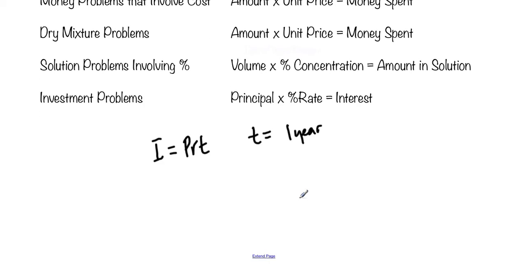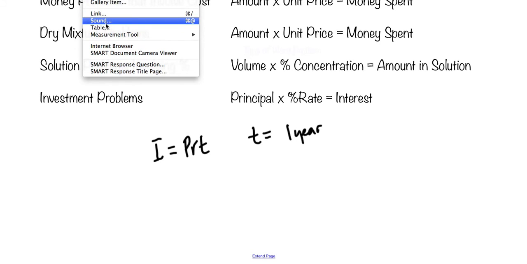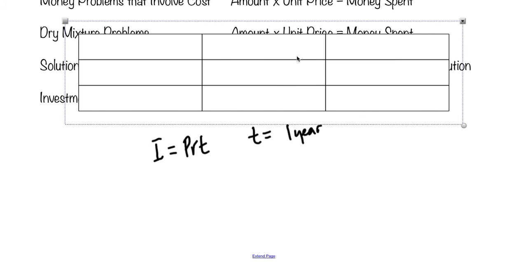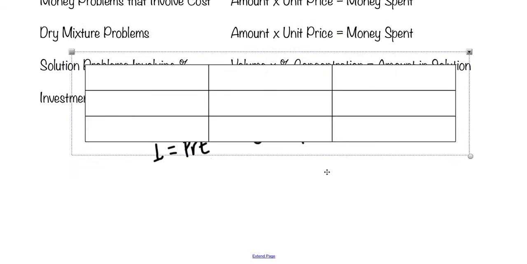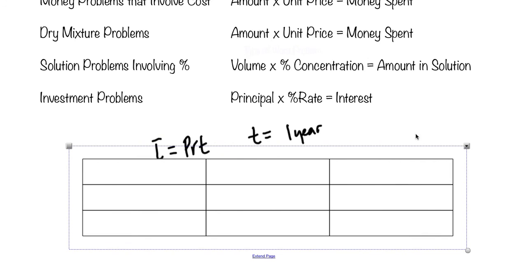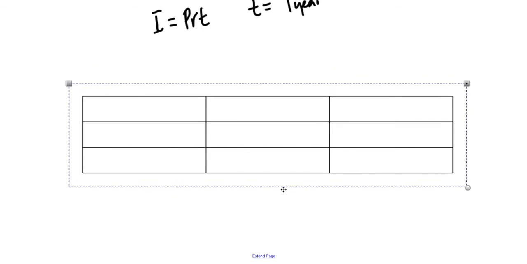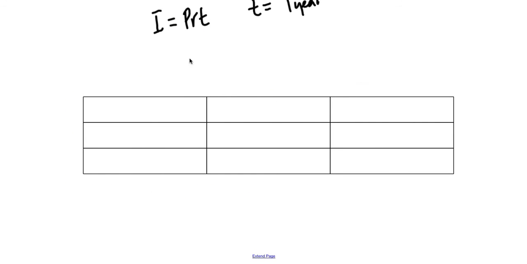Another thing that's very useful, as you just saw, is creating an organizational chart. When we create an organizational chart, we create something like this. Let me insert a table here. So this is the table that you want to use every time. Let me extend this. And on that table, this is where your formula will come in, right here.